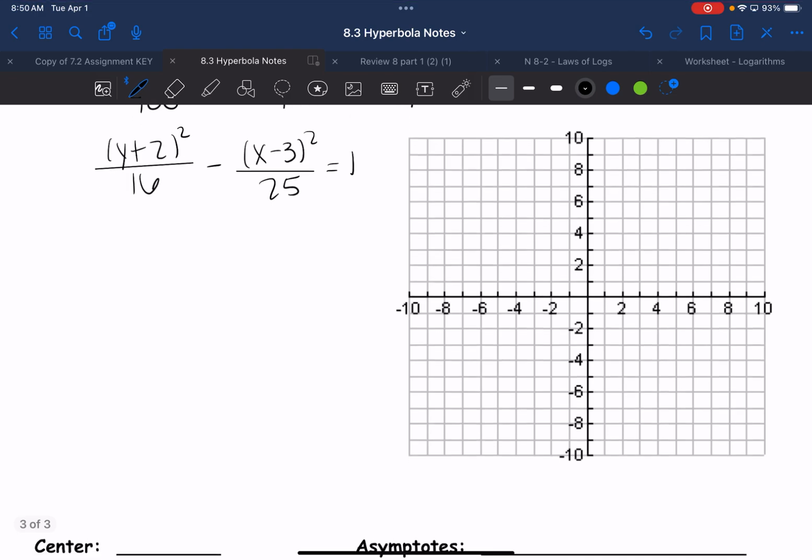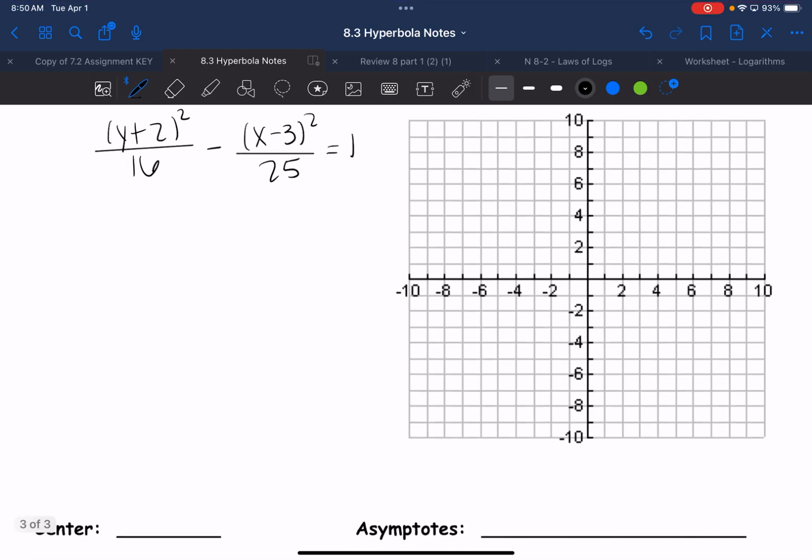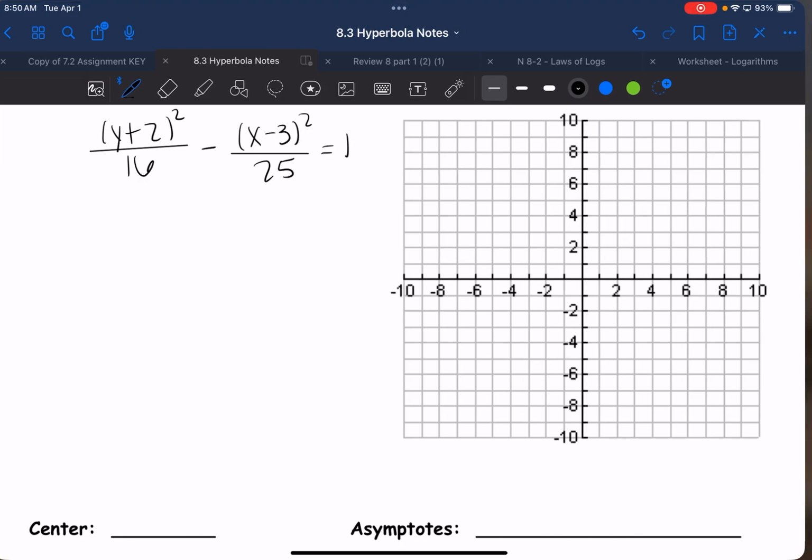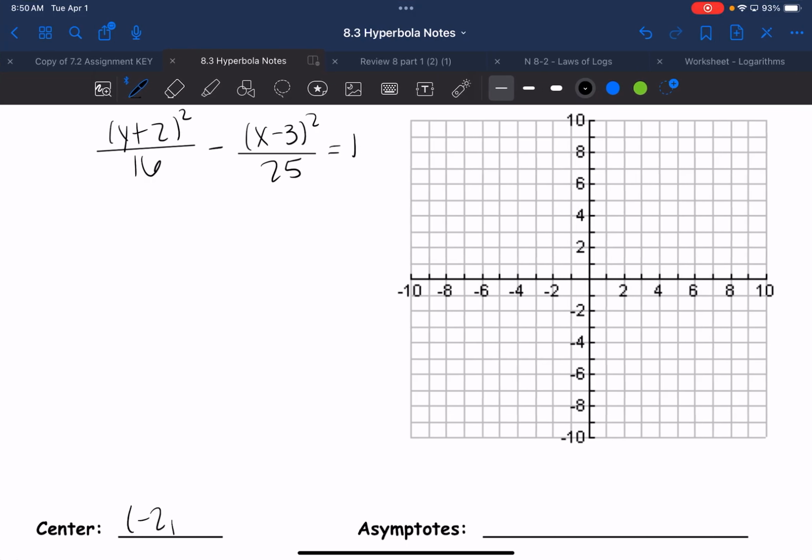All right, now that I've got the equation, I can find all the other things, right? So first of all, where is our center? Okay. So we got -2. Oh, wait, we flipped it around. Flipped it around, yeah, because it's y first. So it'd be 3, -2. Yeah, because remember, h is the one with y, and k is the one with x.